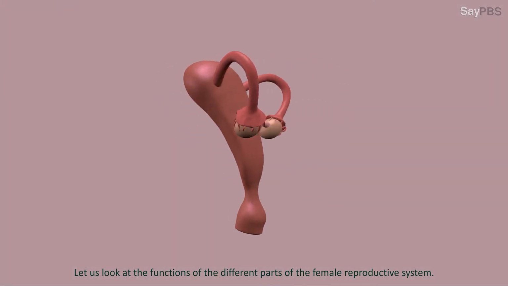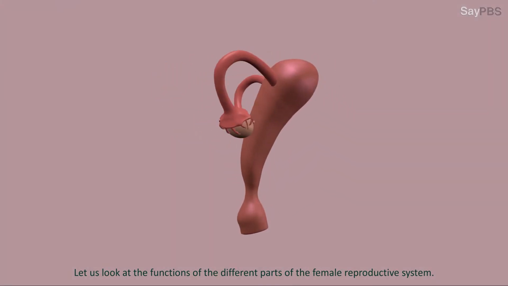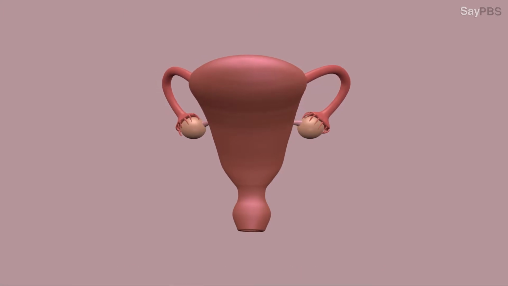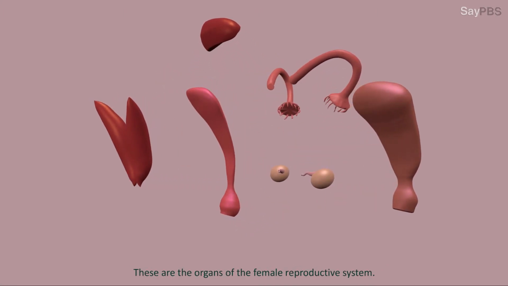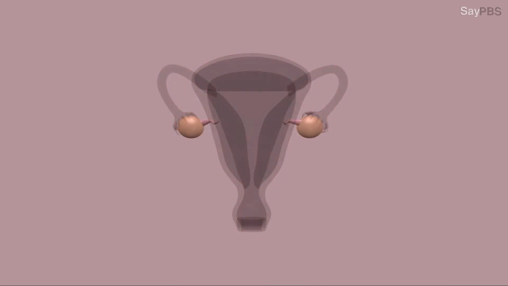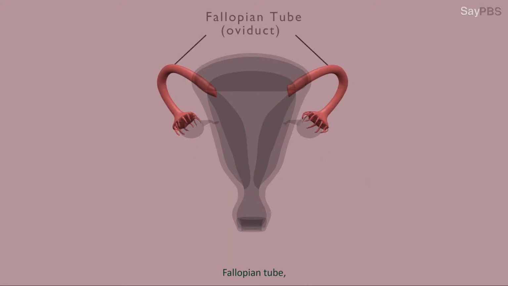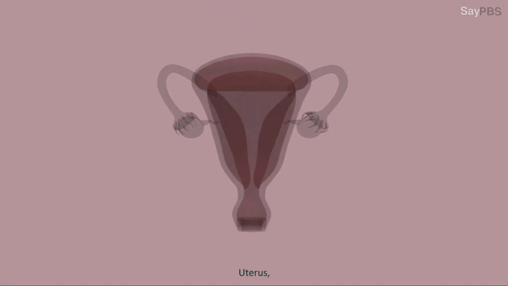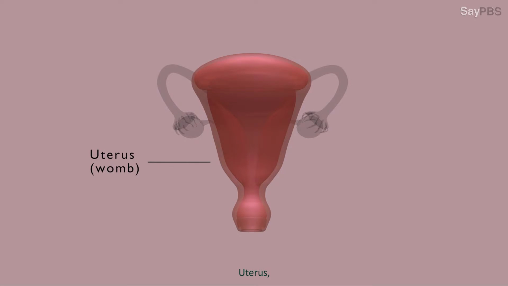Let us look at the functions of the different parts of the female reproductive system. These are the organs of the female reproductive system. This is the ovary, fallopian tube, uterus, cervix, and vagina.